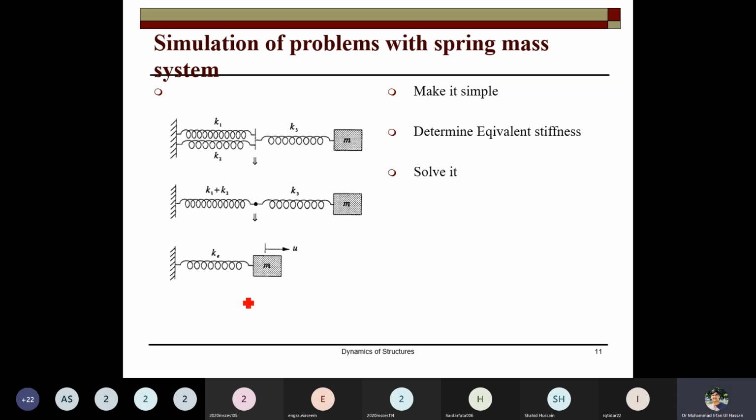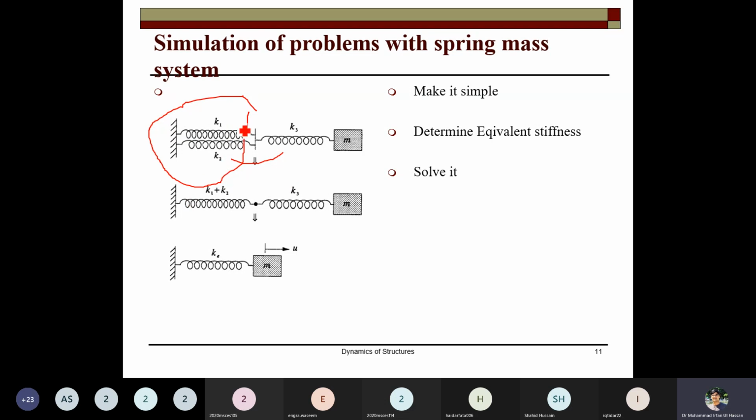Next, you should try to work on different systems, like the simulation of the problem with a spring mass system. Let's say there are two components where the stiffness is parallel, but then one component is attached in series with these two components. So you have to make it simple and determine the equivalent stiffness.